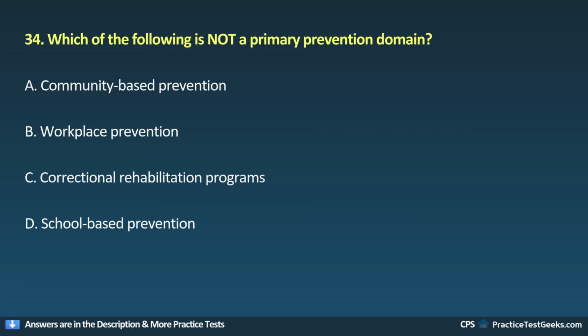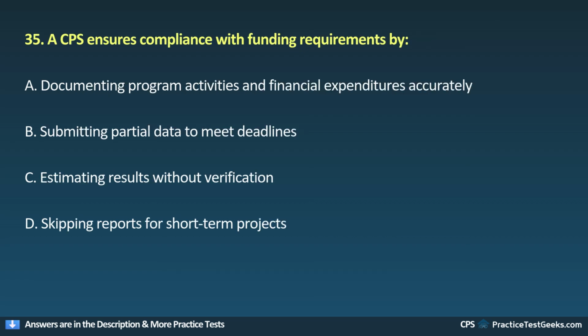34. Which of the following is not a primary prevention domain? A. Community-based prevention. B. Workplace prevention. C. Correctional rehabilitation programs. D. School-based prevention.